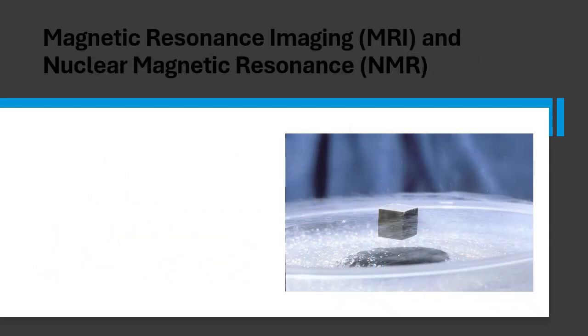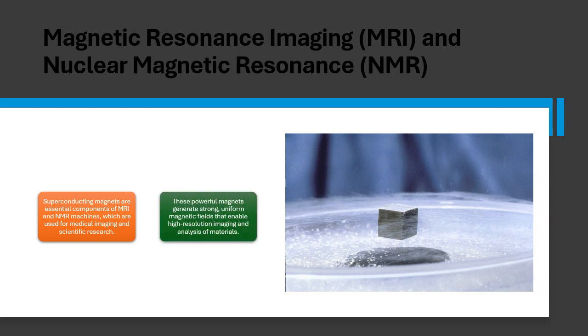Magnetic resonance imaging, MRI, and nuclear magnetic resonance, NMR. Superconducting magnets are essential components of MRI and NMR machines, which are used for medical imaging and scientific research. These powerful magnets generate strong, uniform magnetic fields that enable high-resolution imaging and analysis of materials.